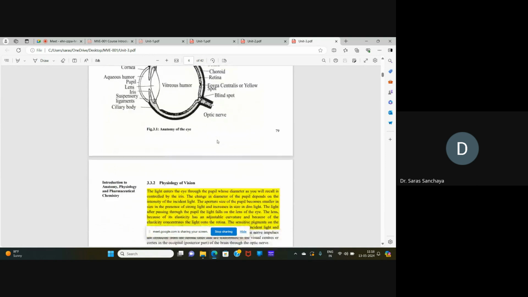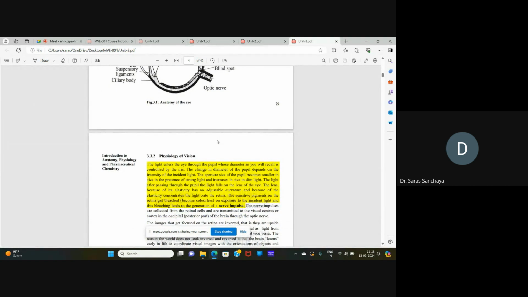Physiology of vision. The light enters the eye through the pupil, whose diameter, as you will recall, is controlled by the iris. The change in diameter of the pupil depends on the intensity of the incident light. The aperture size of the pupil becomes smaller in strong light and increases in dim light. After passing through the pupil, the light falls on the lens of the eye.